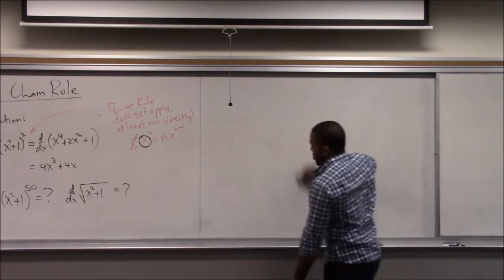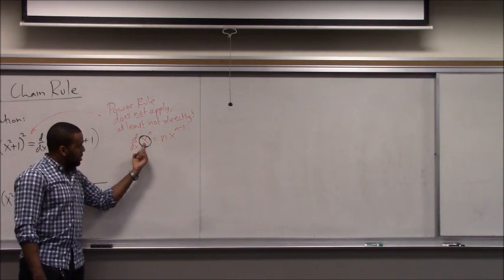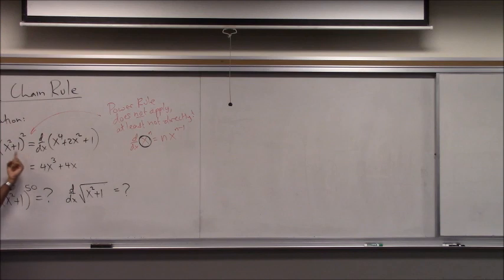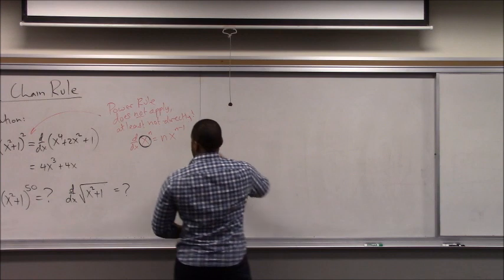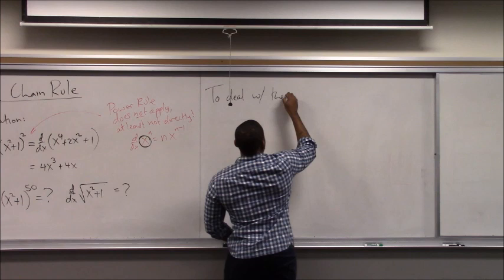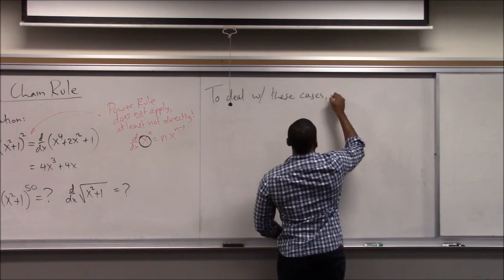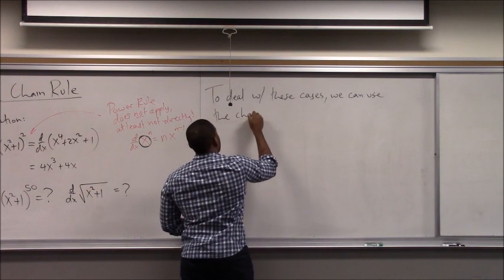So here's where the chain rule comes in. The chain rule deals with situations like this, when you have a rule that you want to apply, but you're not exactly in the right situation because the rule tells you how to deal with it if there's just an x, but you have something instead of just an x. So instead of x squared, we have x squared plus 1, all squared. So we can use something called a chain rule.